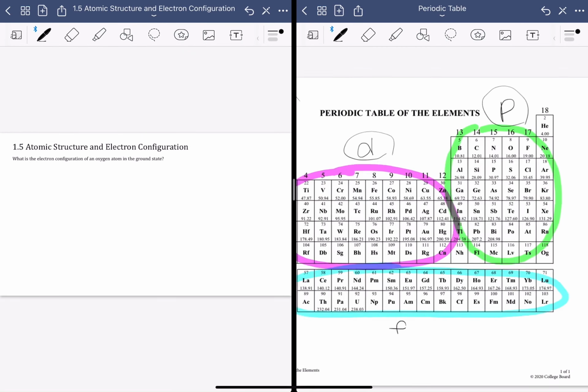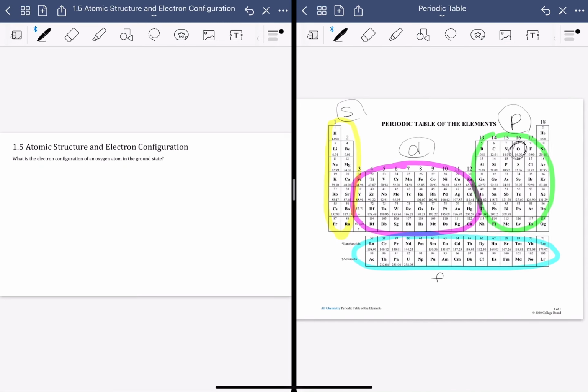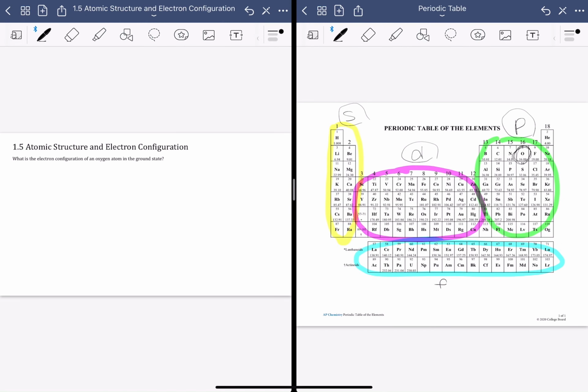So we need to look at oxygen, which is here in the p area. The order of electron configuration is always going to start with 1s2, because the number in front, like the 1 over here, represents which period you're in. So it's going to be 1, 2, 3, 4, 5, 6, 7. So 1s2 represents that there are 2 electrons in the s orbital of period 1.